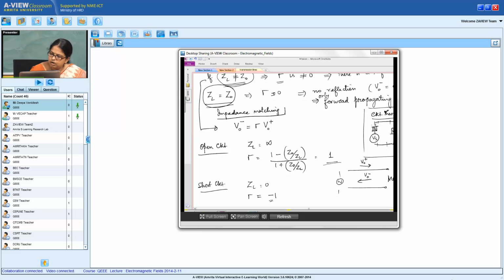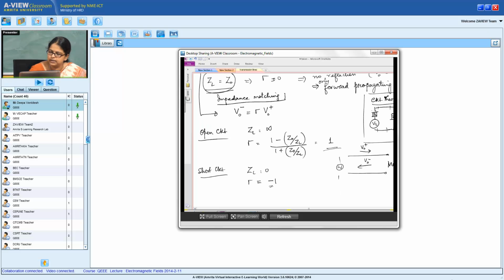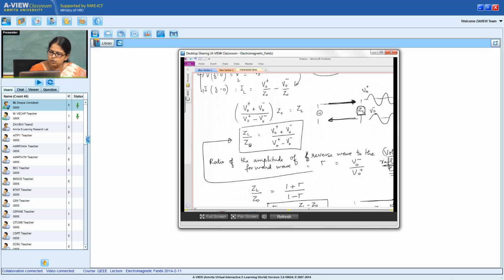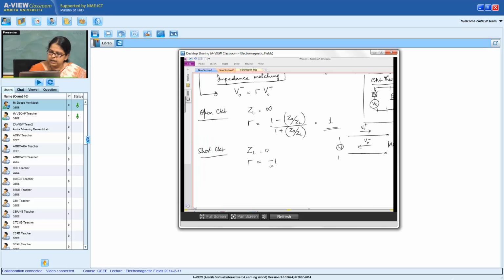So as far as the transmission line problem is concerned, what we did was we applied this boundary condition. We found out what is the reflection coefficient. In a way, we were writing V0 minus as gamma V0 plus, and the gamma is decided by ZL and Z0.